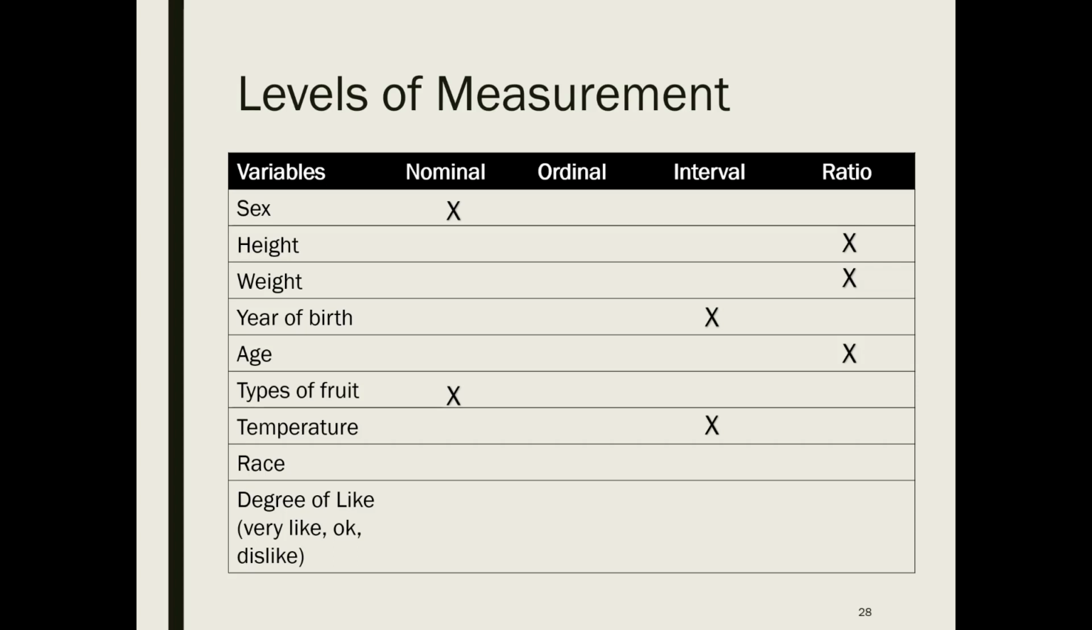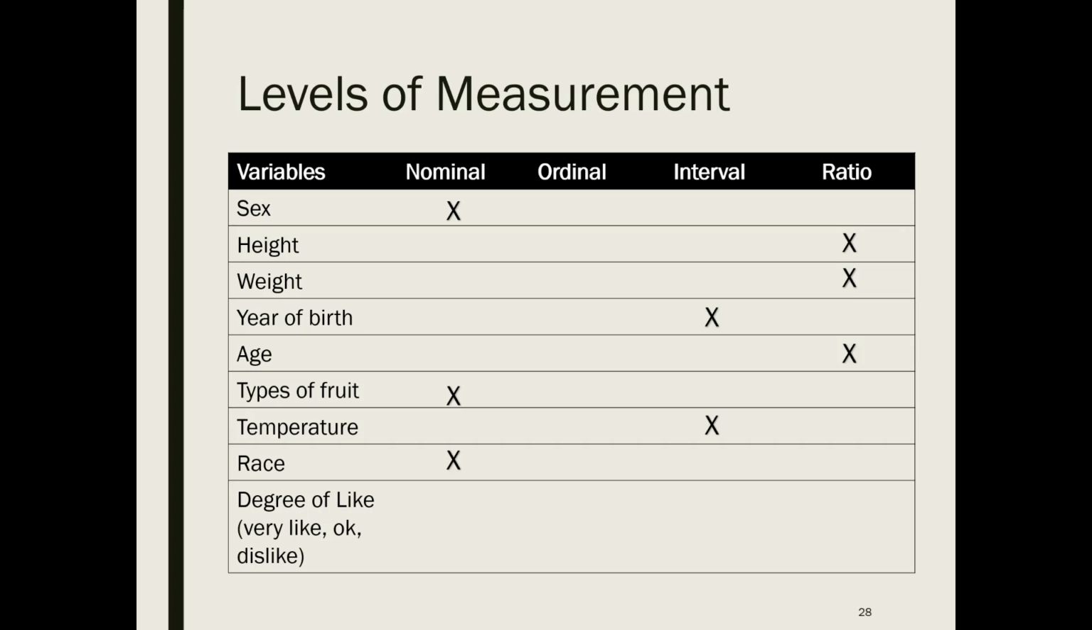Some people think that the temperature is a ratio variable. I would respect that, but I think it's an interval variable. Okay, so race, which we mentioned, is a nominal variable. You can't really say white is better than black, or black is better than white. So it just has a name. It cannot be ranked, right?